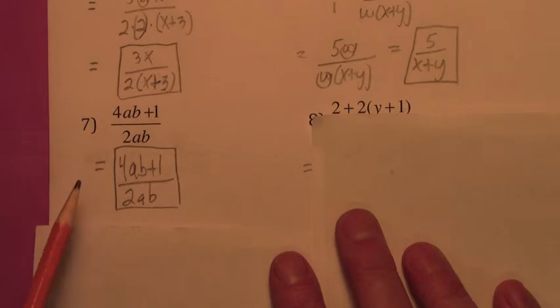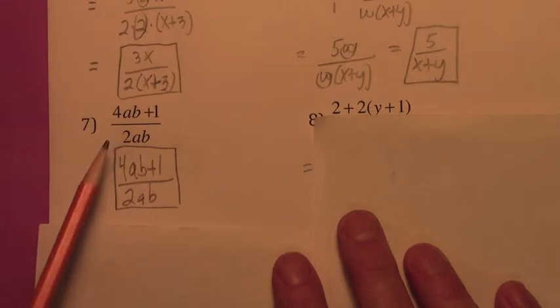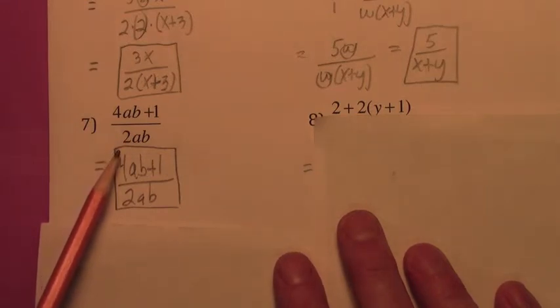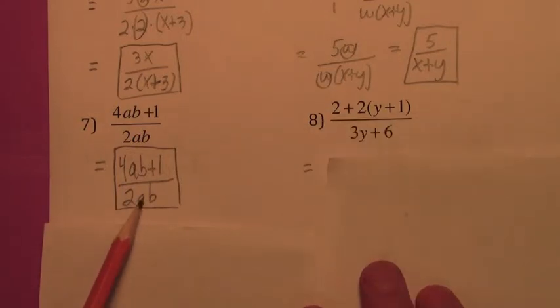If you can't factor, if there's no common factors, you can't cancel anything. You can't form a factor of 1. So this is your answer. There's 1 factor on the top, and there's 3 factors on the bottom, but they're not common. So therefore, that's your answer.